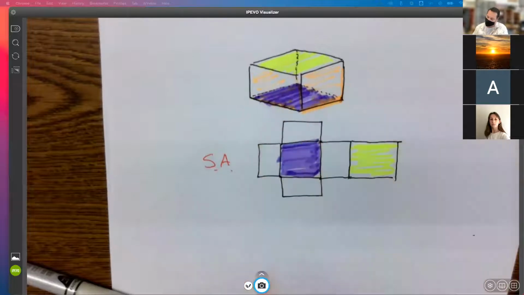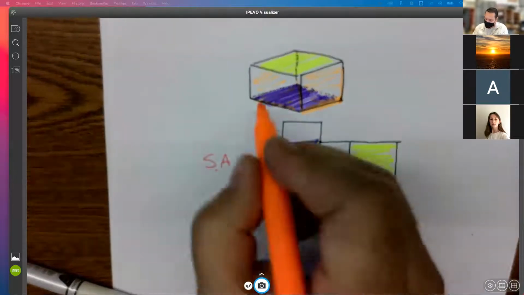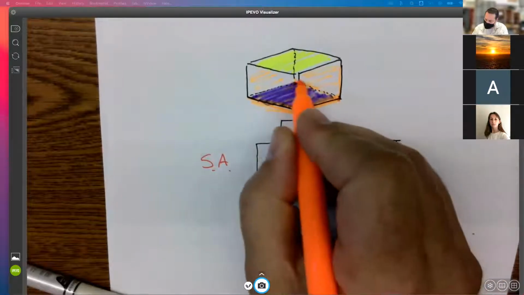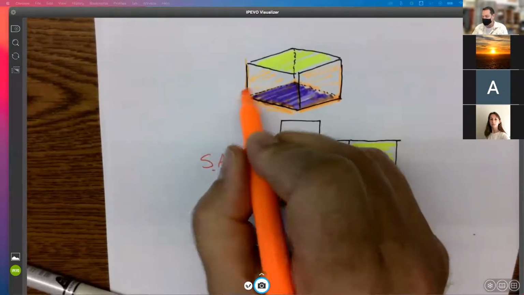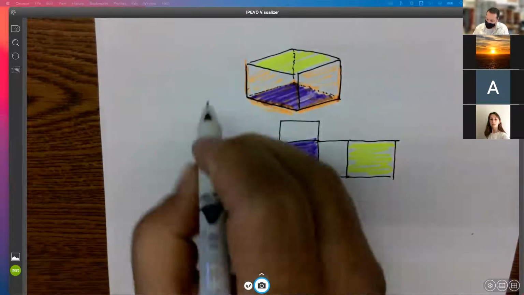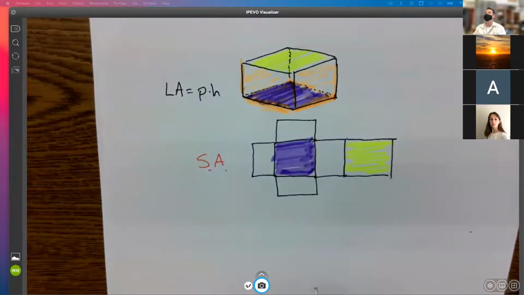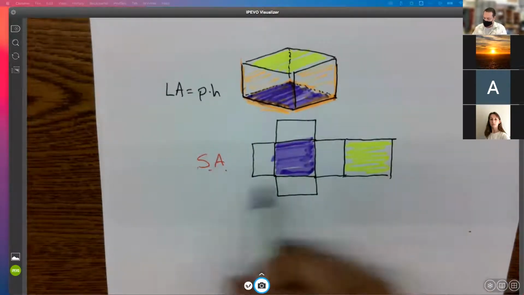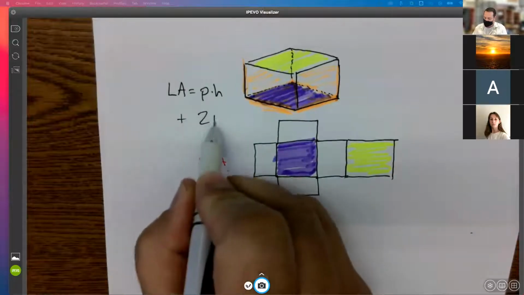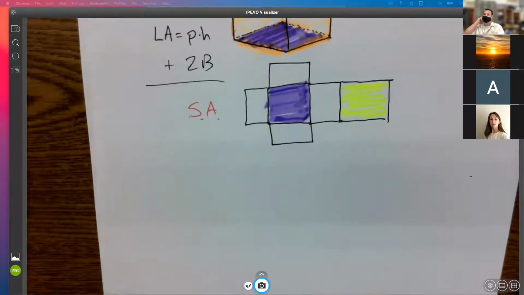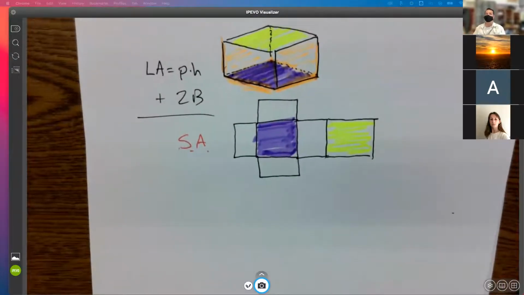and et cetera, followed it all the way around, what I'd end up with is that the perimeter times that height would give me the lateral area. Lateral area is the perimeter times the height. And then if I wanted to get the surface area to include all of them, I would just add on my two bases, and that would yield my surface area. Any questions on that? Quick review of last class.